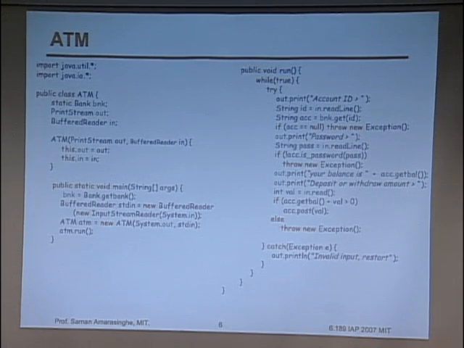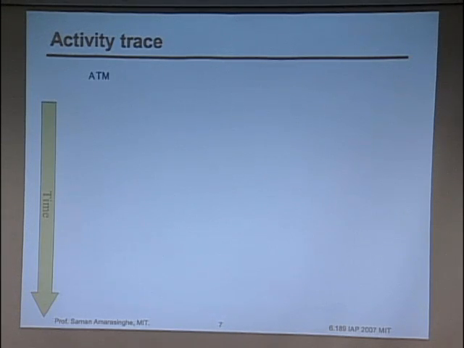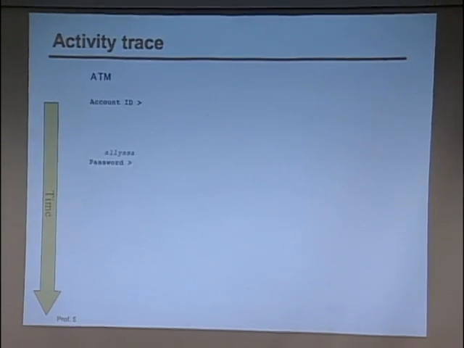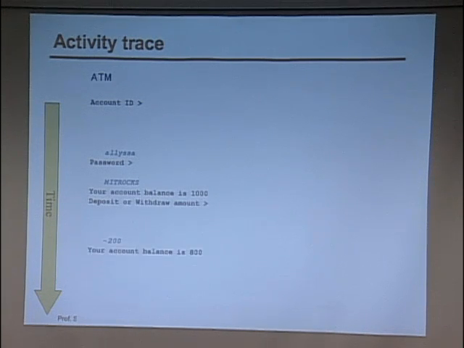Everybody got the simple ATM? So assume an activity trace. Somebody comes and gives the account ID, Alisa gives the password and says they have $1,000, and says how much to withdraw: 200. They withdraw, and you get the balance in here. Looks nice, it works.